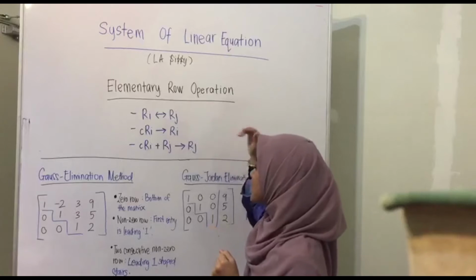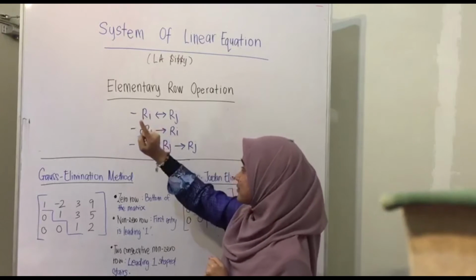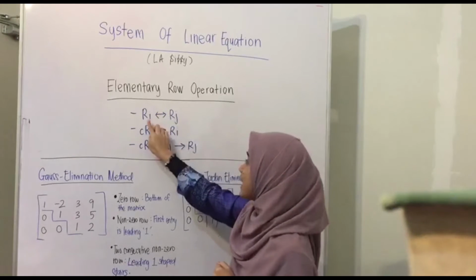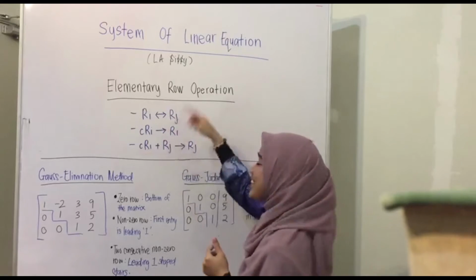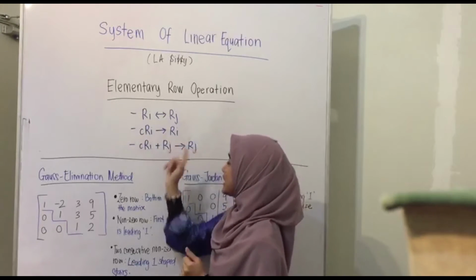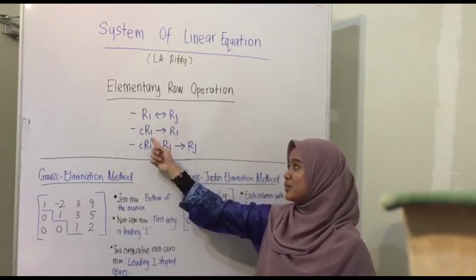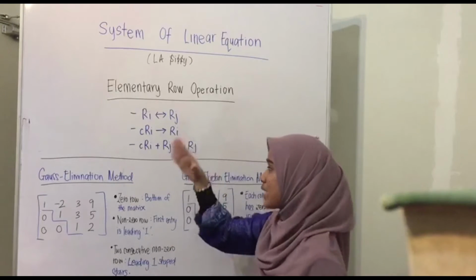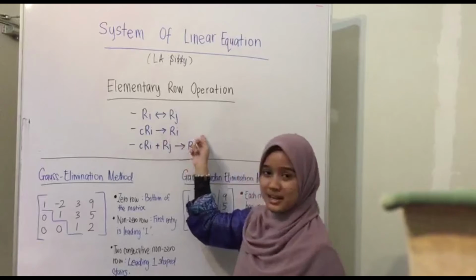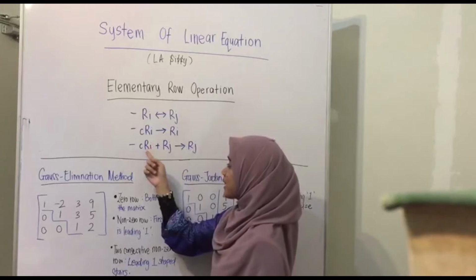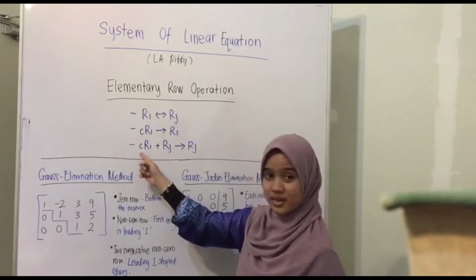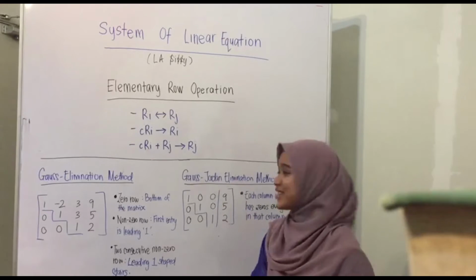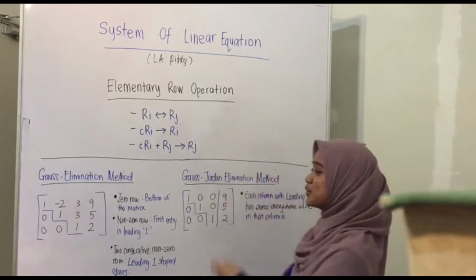Now we go to solving with the Gauss elimination method and the Gauss-Jordan elimination method. How to solve it? We must have operations. We have three operations. The first operation is we interchange Ri with Rj, so Ri will be changed with Rj. The second operation is we multiply Ri with a non-zero constant, let's say 2 times Ri. The third operation is we multiply Ri with a non-zero constant C and add it to Rj, and it will become Rj. Now we go to the method.